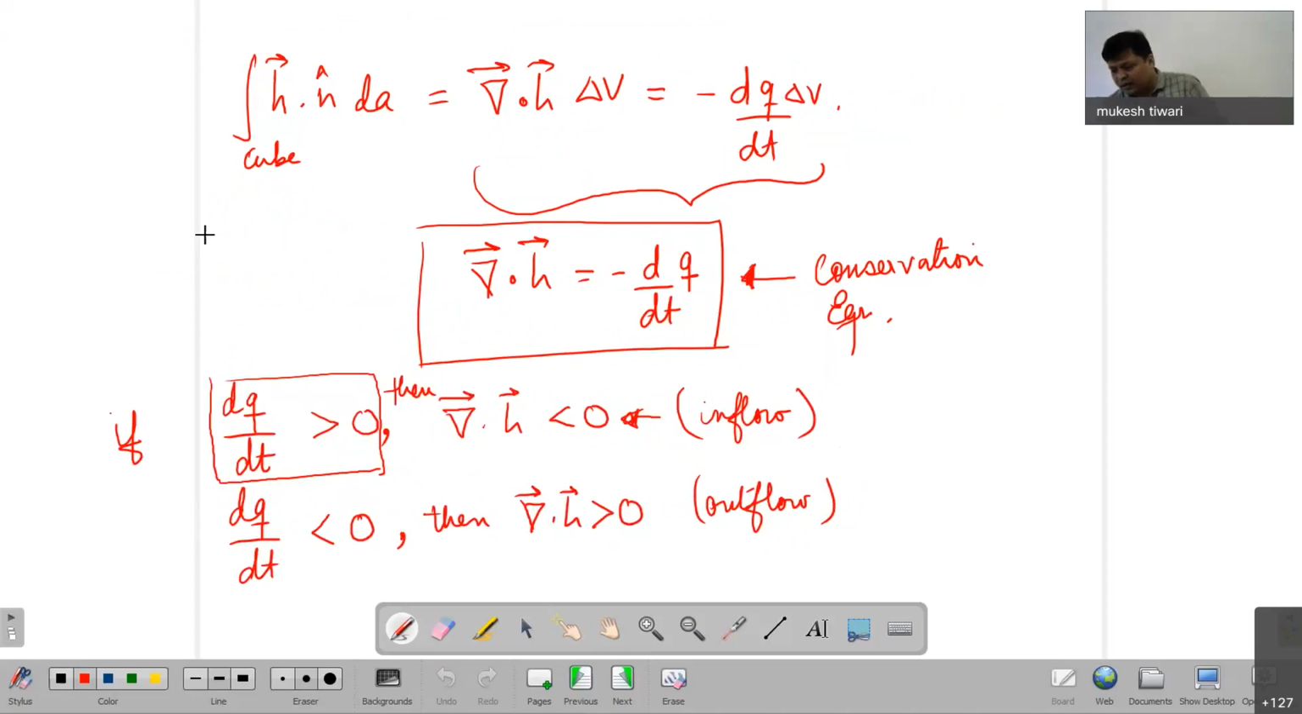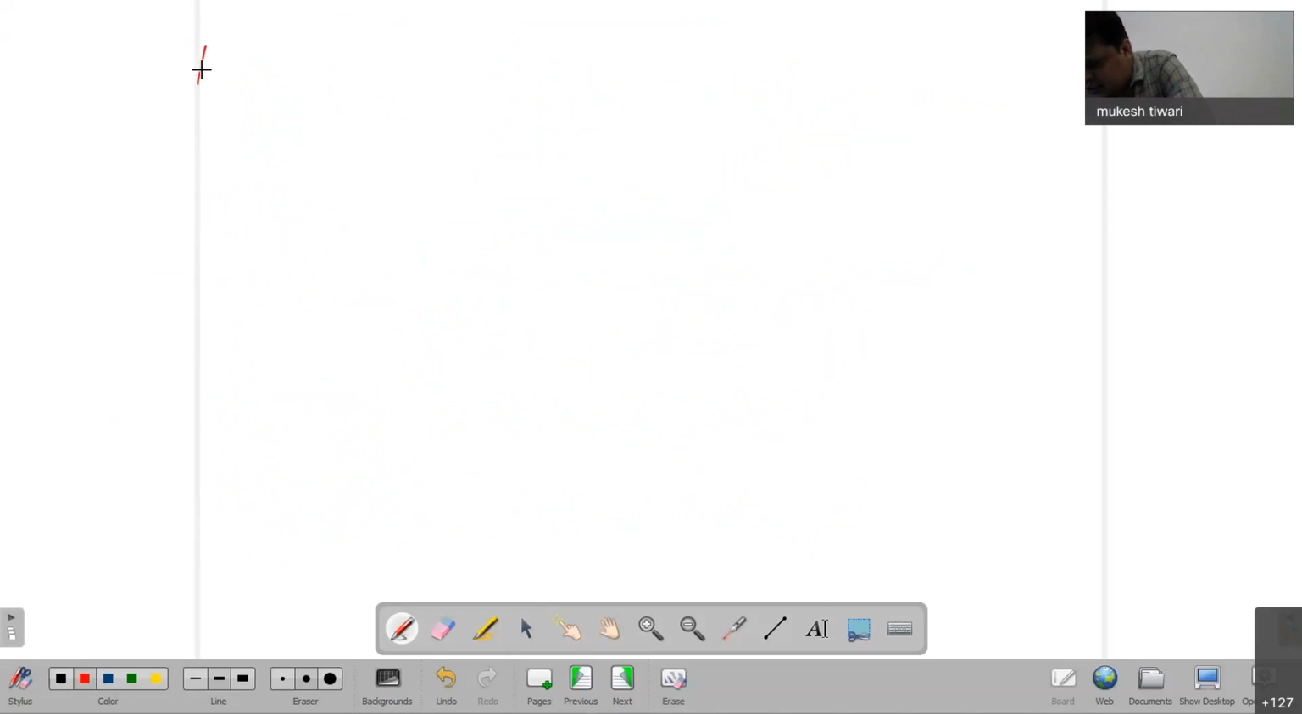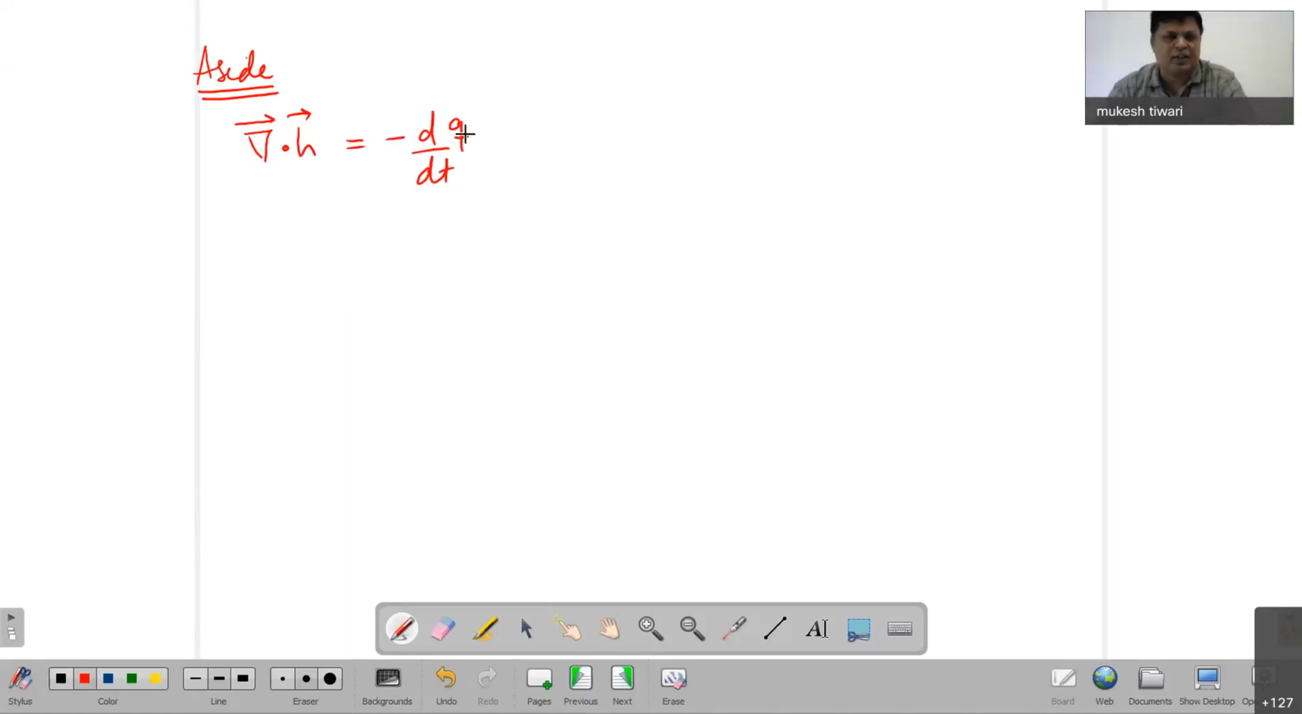Since I'm on this topic, let me point out another thing, and I'll call it an aside. So don't take it to be a part of the course, but this is something that I just wanted to show you. Maybe it will appeal to a few of you. What we just showed is that the divergence of this field is the negative of the rate of change of the amount of heat per unit volume.